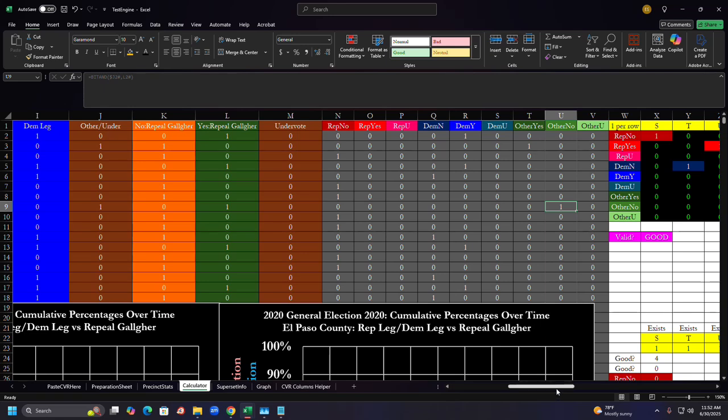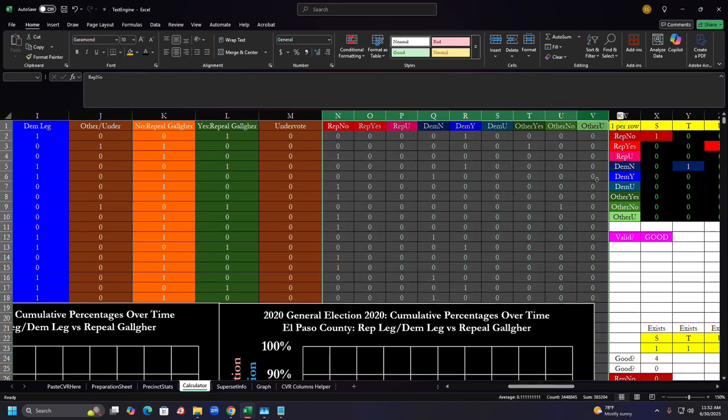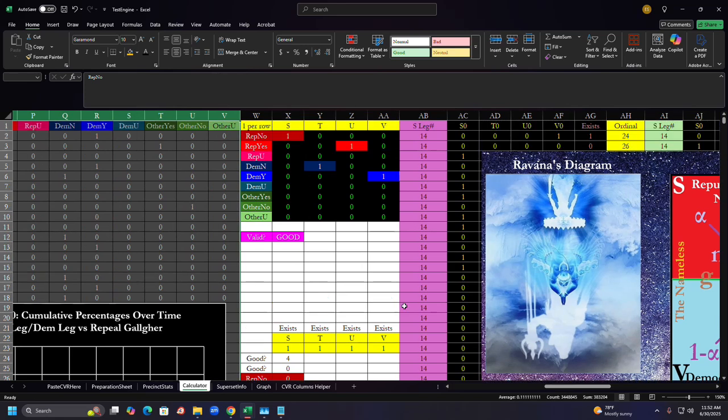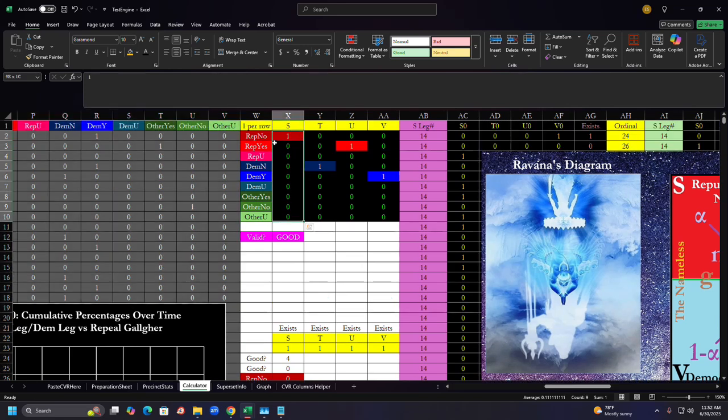We then choose 4 of these 9 sets to map to the variables S, T, U, and V in our quadrants here. So you can see S is set to Republican no. It's the only entry here. And T is set to Democrat no. U is set to Republican yes. And V is set to Democrat yes. Doesn't have to be this way.